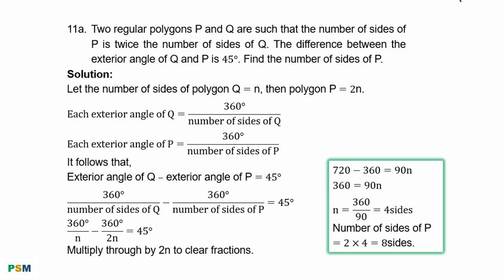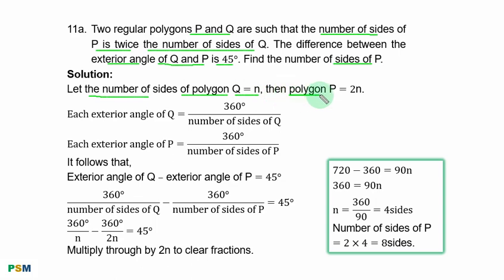Question 11a. Two regular polygons P and Q are such that the number of sides of P is twice the number of sides of Q. The difference between the exterior angle of Q and P is 45 degrees. Find the number of sides of P. Solution. Let the number of sides of polygon Q be n.